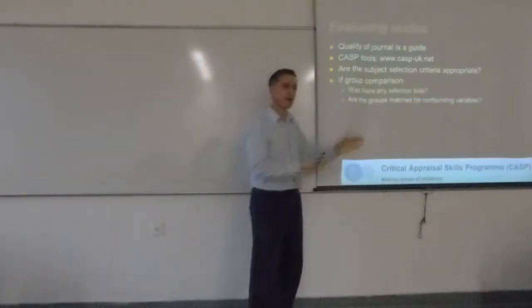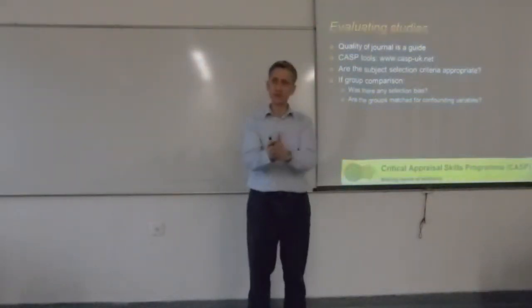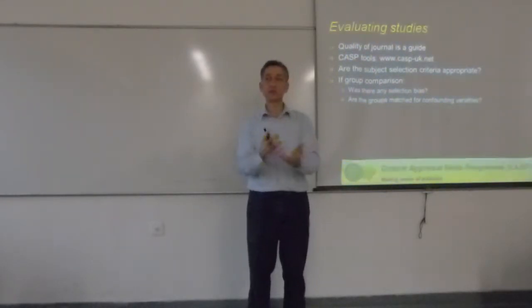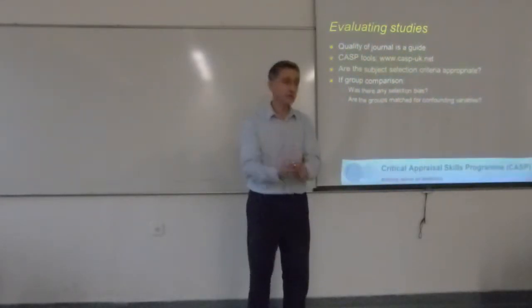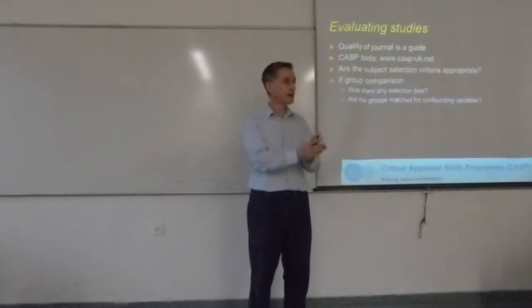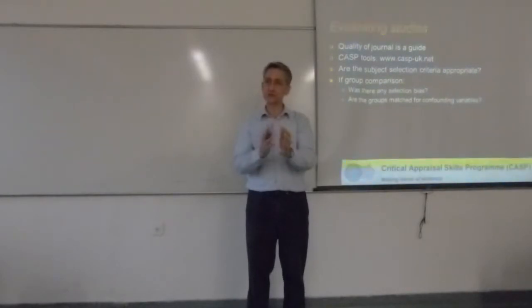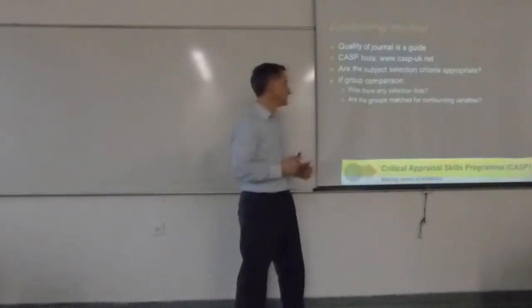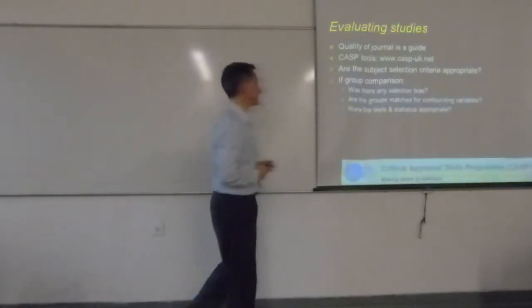When you look at them, they compare a group of dyslexics with a group of good readers, and they don't match them. Sometimes they don't even match them in age. Usually they don't match them in intelligence. So what you find may be the result of intelligence differences in the groups, rather than because one group is dyslexic. So you need to match them for confounding variables.